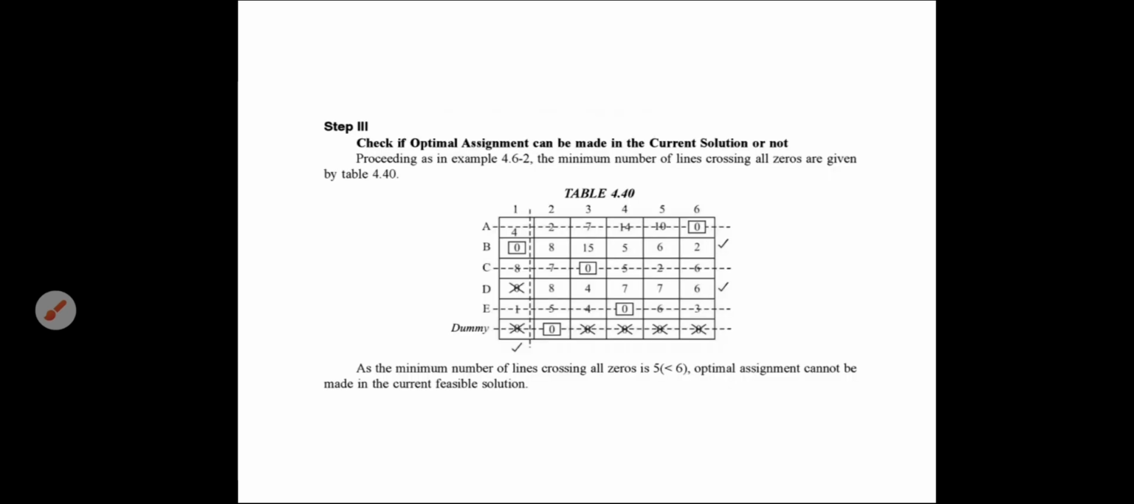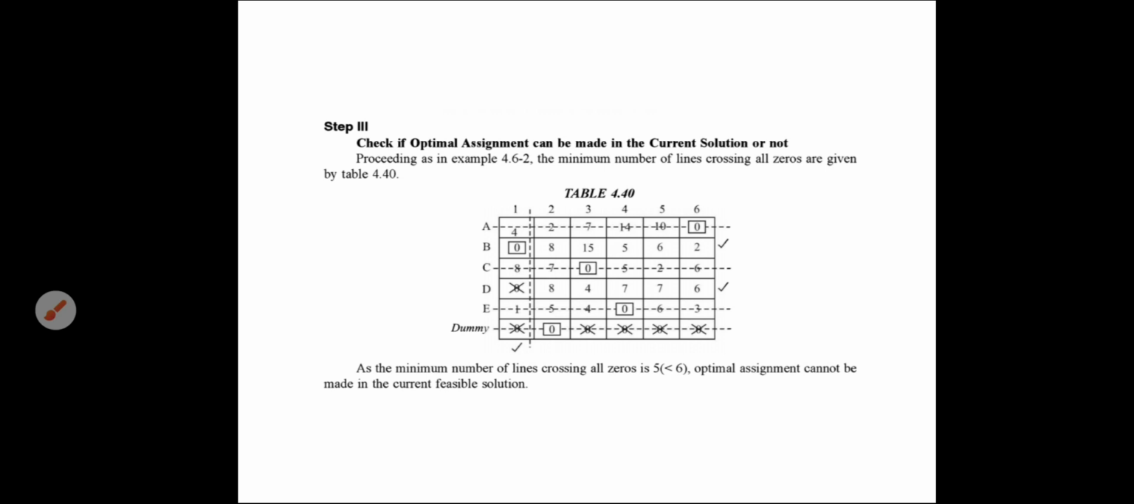Once you finish the marking, you draw the minimum number of lines. How to draw the minimum number of lines? Unmarked rows you can draw lines through. So 2 rows are marked, so 4 lines you can draw, and for the marked column you can draw a line. Only one marked column is there, the first column, so you draw that line. So the total number of lines is 5, but the assignments required are 6. That's why the current feasible solution is not optimal.